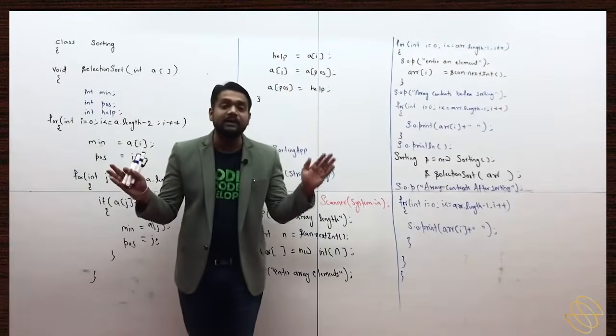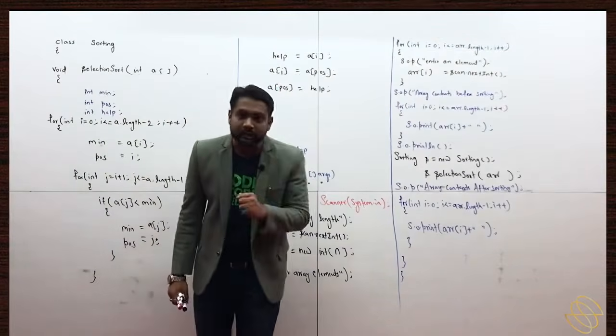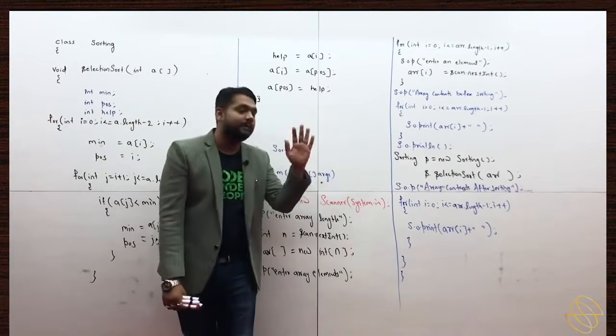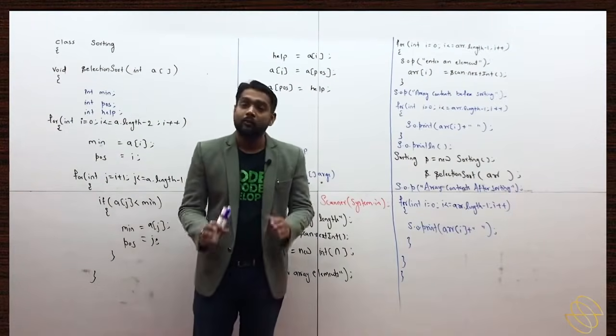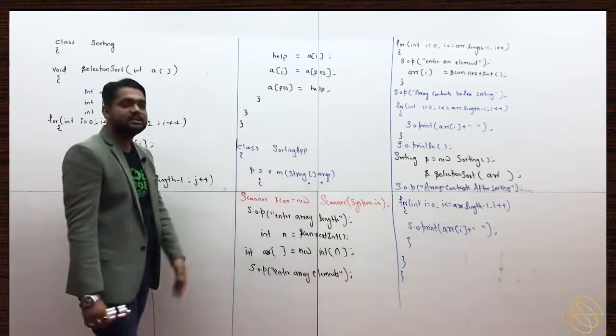I hope I am completely clear about the selection sort algorithm and converting that algorithm to a program. I hope I am clear. Copy this as it is.